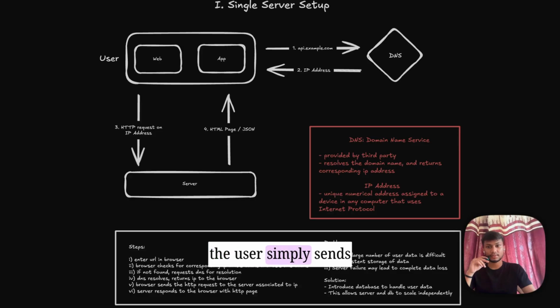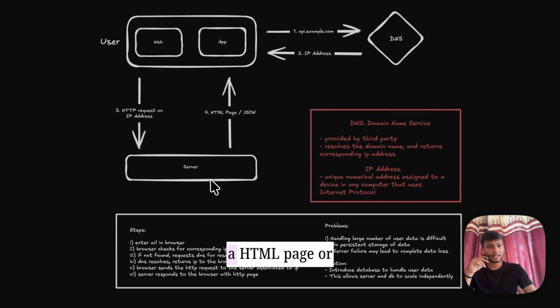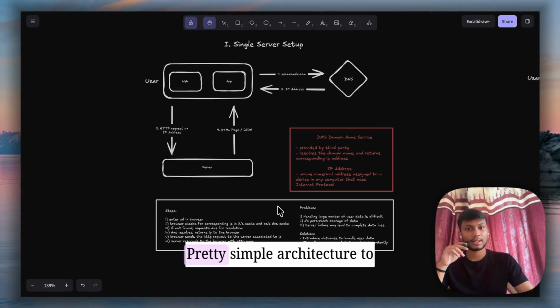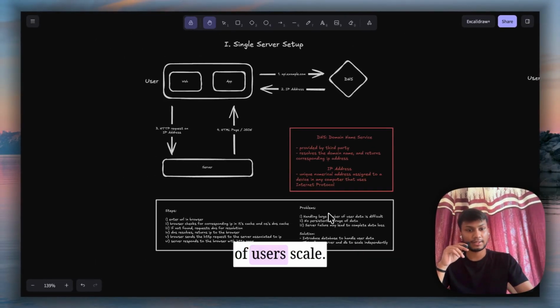Next, the user simply sends an HTTP request to the server at the corresponding IP address. The server finally processes the user's request and then returns an HTML page or JSON data or any other format of data which the user requires. A pretty simple architecture to be honest, but this also leads to various problems as the number of users scale.